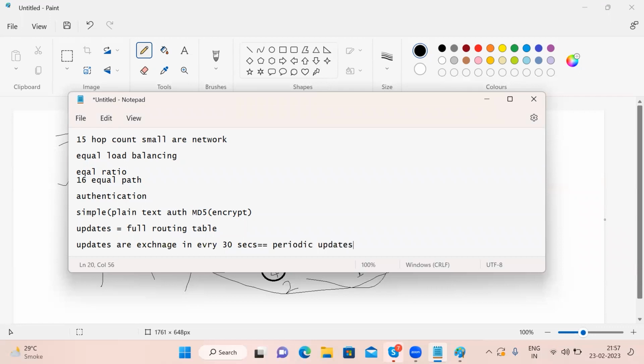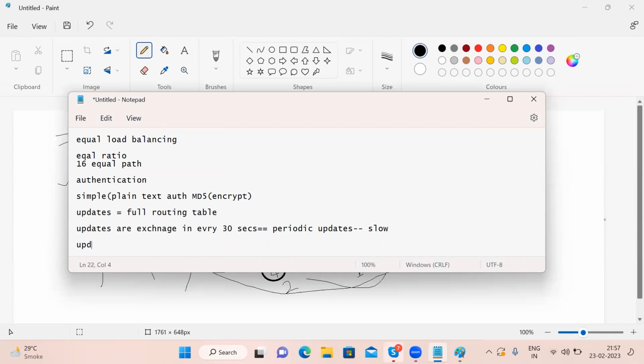This is known as periodic updates. After every 30 seconds, they will exchange a complete routing table with the neighbor router. That makes your RIP routing protocol perform slowly. In every 30 seconds, they have to exchange a complete routing table with the neighbor router. And on what address are updates sent? How will they exchange the updates?